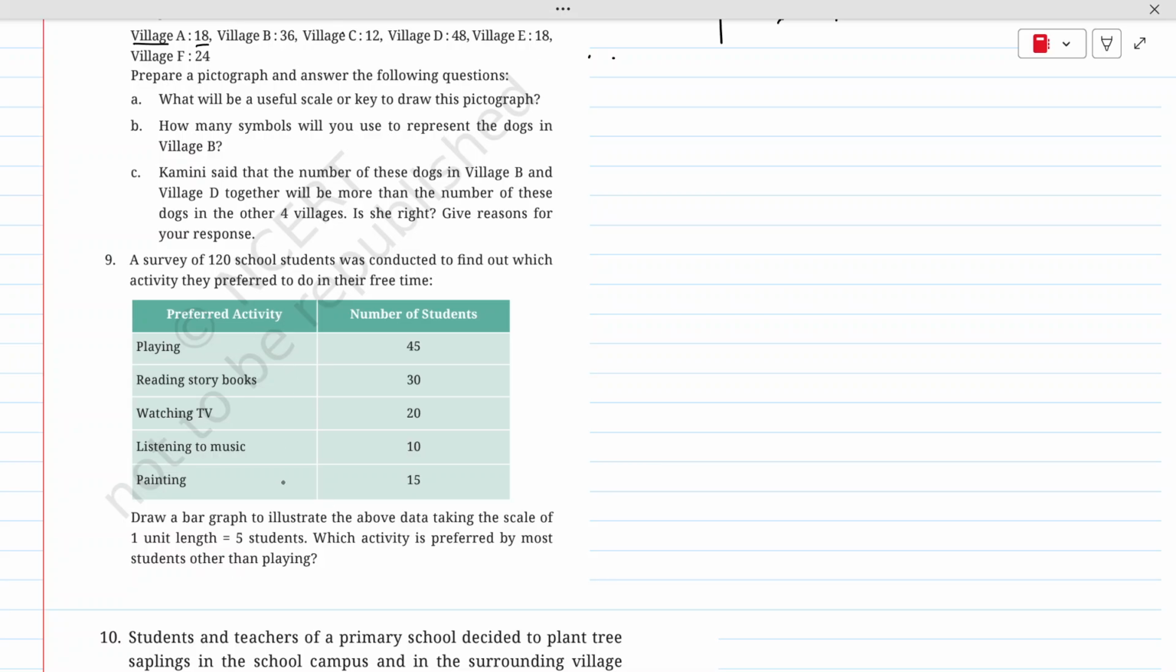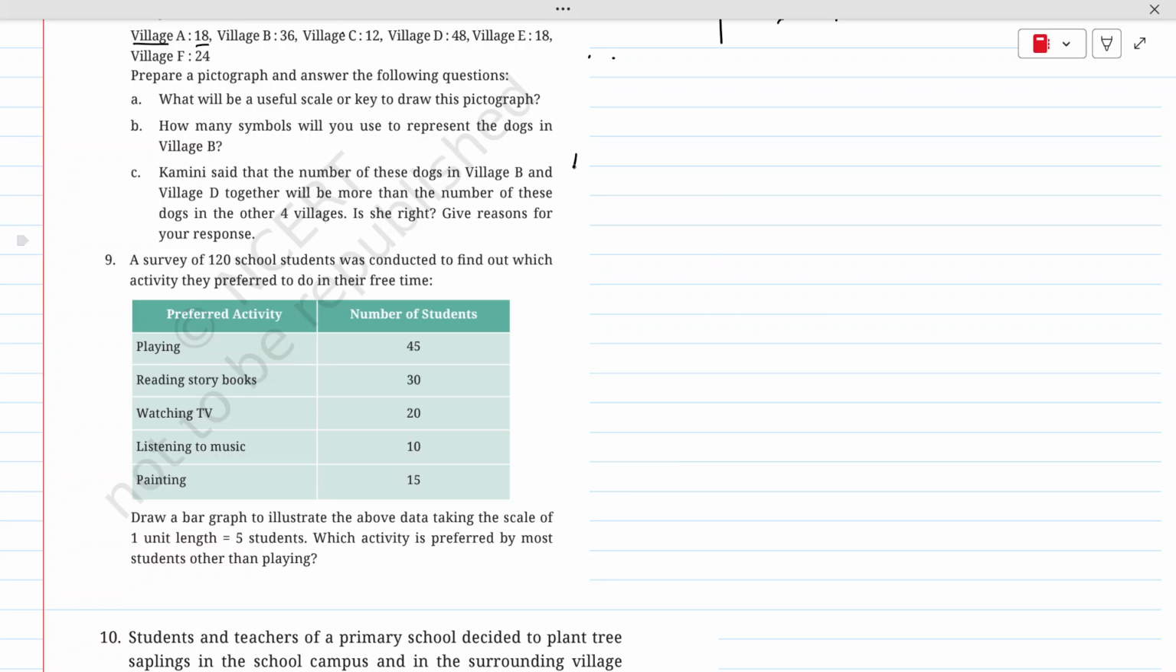So these are the activities. Playing, there are 45 students who like to play in their free time. 30 students like to read storybooks, 20 students like to watch TV, 10 listen to music, and 15 like to do painting in their free time. We have to plot a bar graph, and the scale is already given to us: 1 unit length is equal to 5 students. So let's try and plot it.